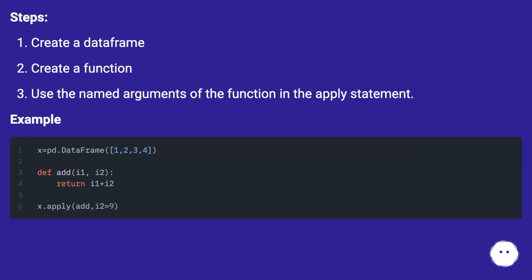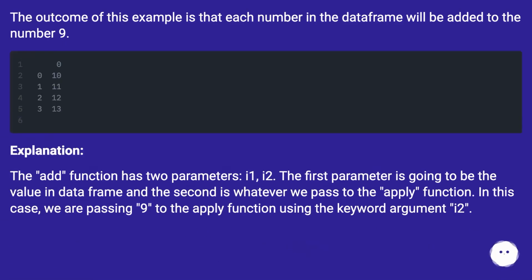Steps. Create a data frame. Create a function. Use the named arguments of the function in the apply statement. Example. The outcome of this example is that each number in the data frame will be added to the number 9. Explanation. The add function has two parameters, I1 and I2. The first parameter is going to be the value in the data frame, and the second is whatever we pass to the apply function. In this case, we are passing 9 to the apply function using the keyword argument I2.